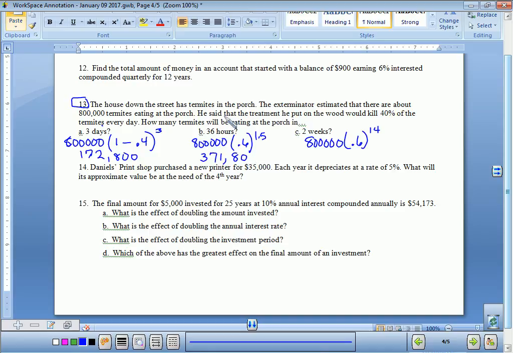Okay, so these are living organisms. So we're gonna round up because it's decay. You round up because it's decay, and you should get 627 for this one.